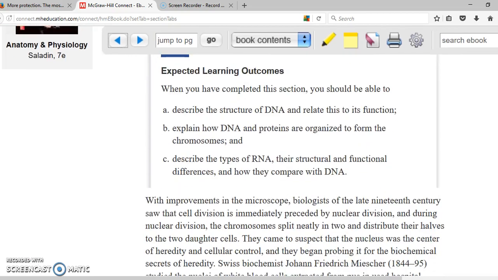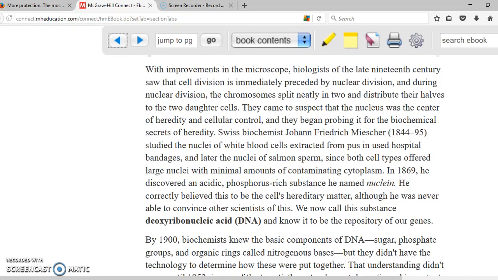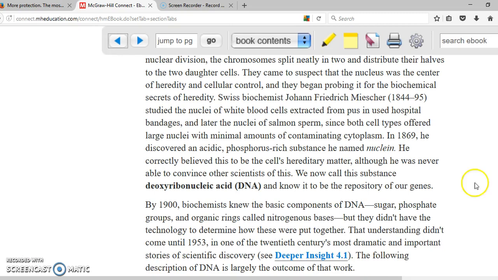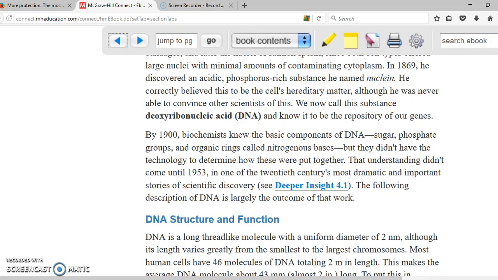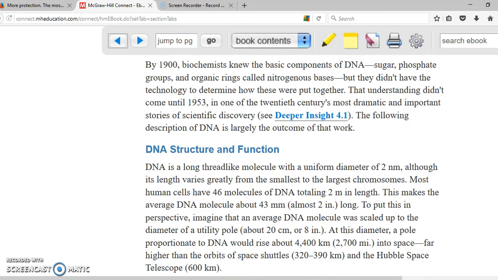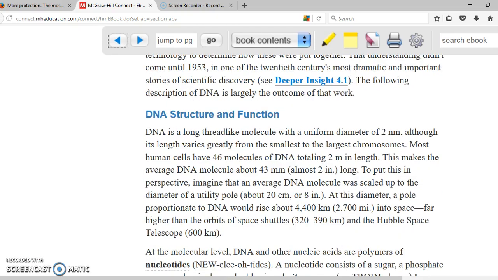Okay, well, that's it. So if we scroll down, in here is just history, as you can see here, 1844, 1900. So this is just history regarding the DNA and the RNA. You don't need to learn basically anything about it regarding history. But we can go directly into the DNA structure and function.